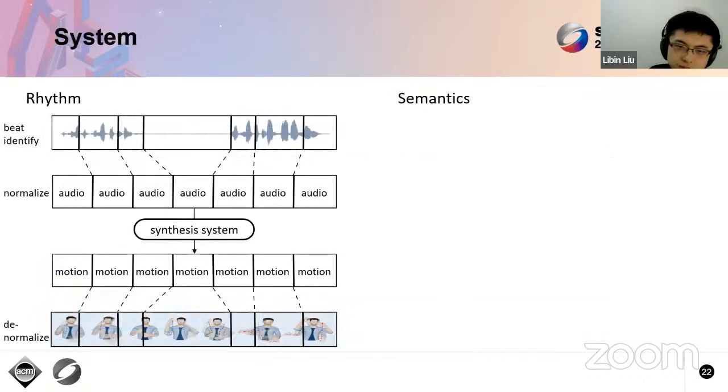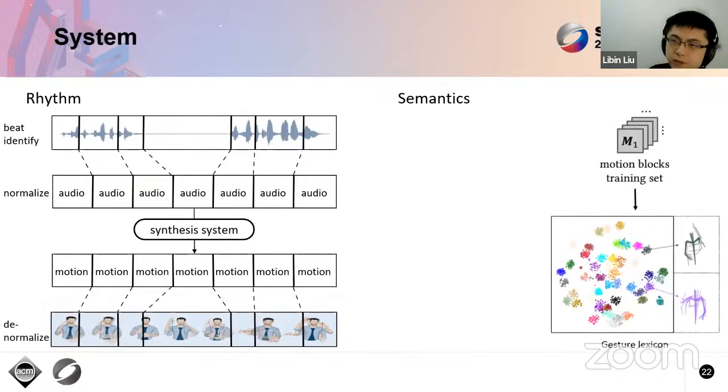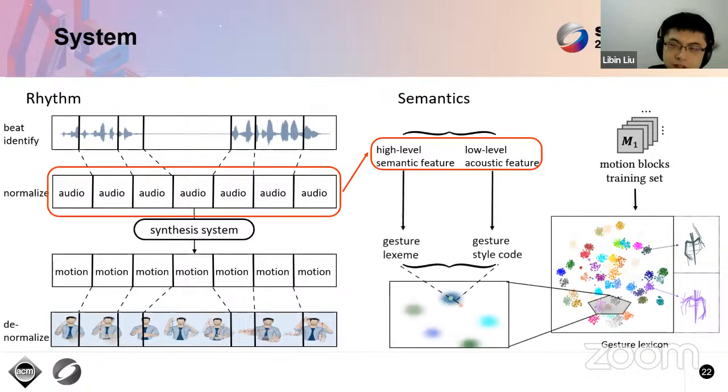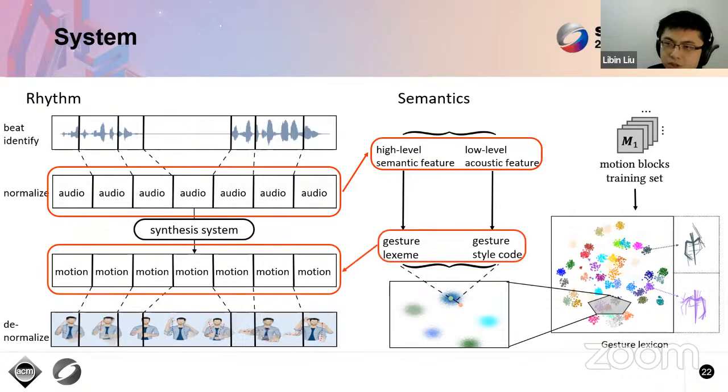Based on this assumption, the semantic part works like this. First, we have a number of gesture motion examples. We first construct a gesture lexicon, basically a gesture vocabulary, by clustering them into a number of gesture lexemes. Then we disentangle the audio into high-level semantic features and low-level acoustic features. Then we can build mappings between the high-level semantic audio features and the gesture lexeme, and between the low-level audio features and the gesture style codes. This defines the motion variation, and then we convert those motion descriptions into the actual motion. So this is the overall system.